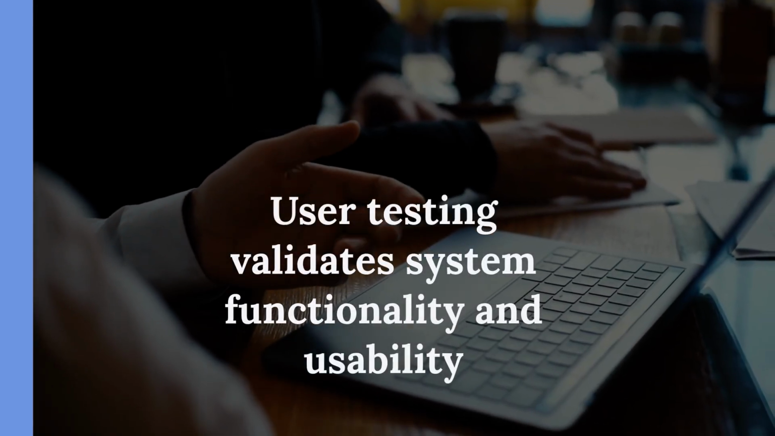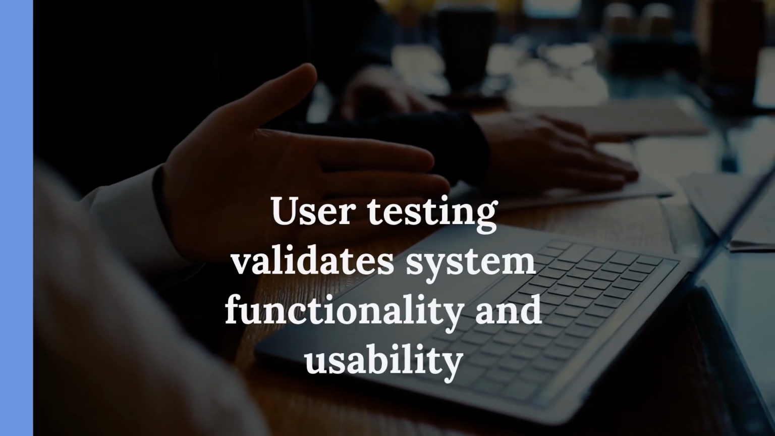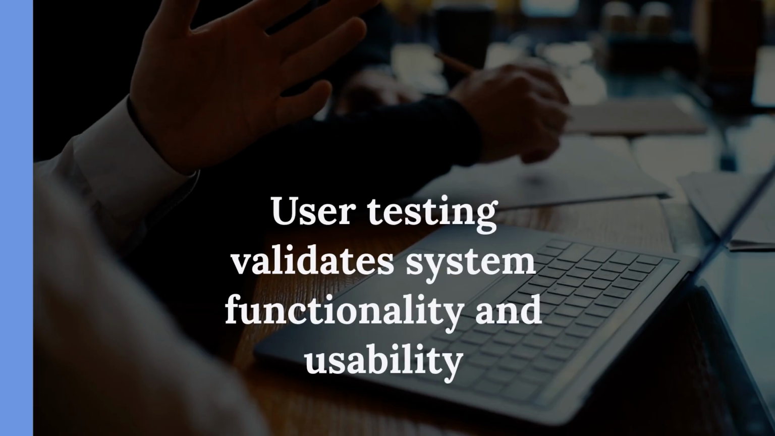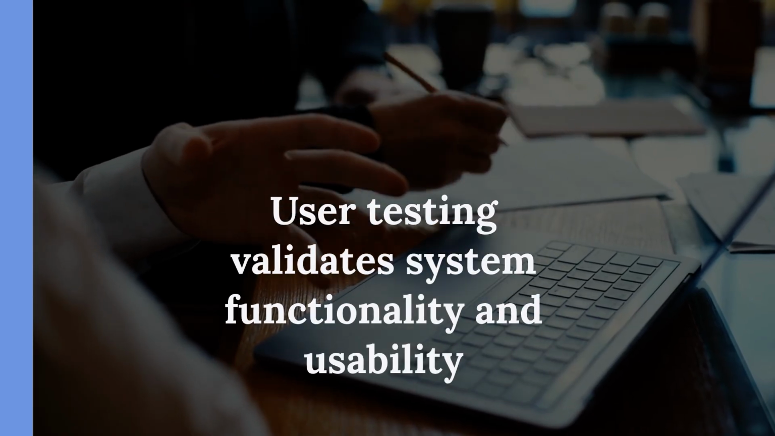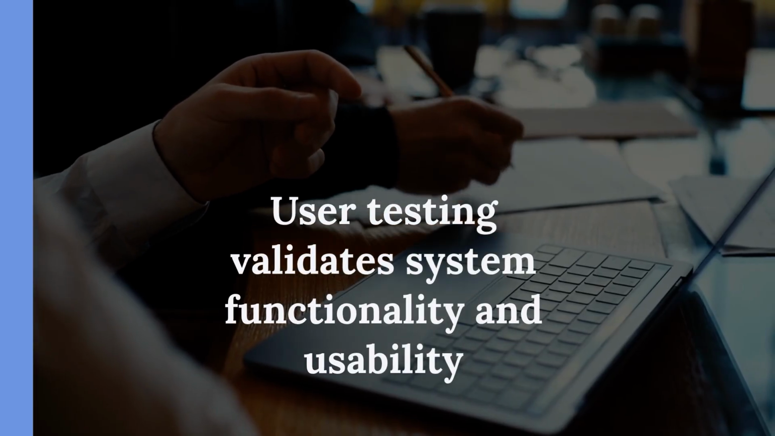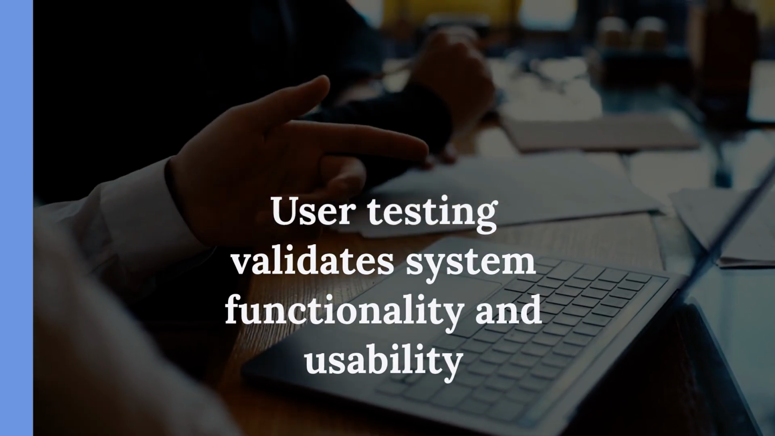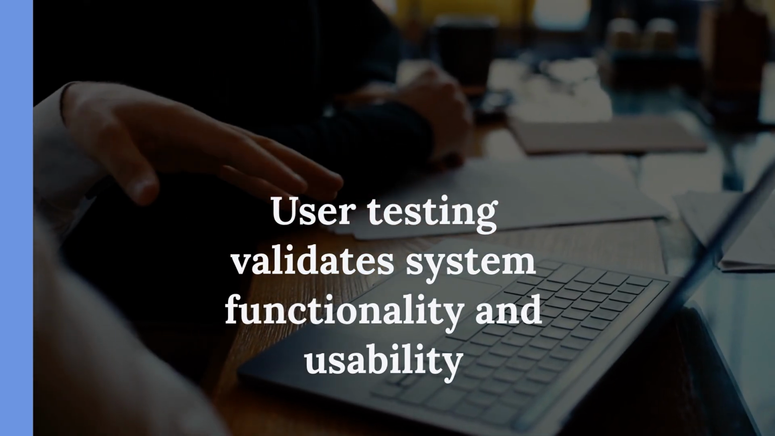User testing involves real users interacting with the system. Alpha and beta testing gather user feedback on functionality and usability. Compliance testing ensures adherence to regulations and standards. These tests validate the system from an end-user perspective. They ensure the system meets legal and user requirements.